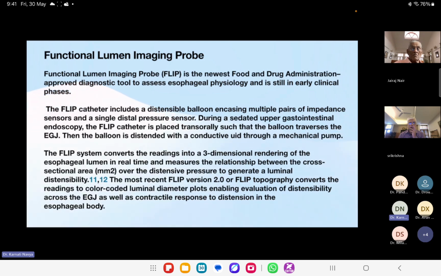The FLIP system converts the readings into a three-dimensional rendering of the esophageal lumen in real time and measures the relationship between the cross-sectional area and the distensive pressure to generate a luminal distensibility. The most recent FLIP version 2.0, or FLIP topography, converts the recordings to color-coded luminal diameter plots, enabling evaluation of distensibility across the esophagogastric junction, as well as the contractile response to distension in the esophageal body.